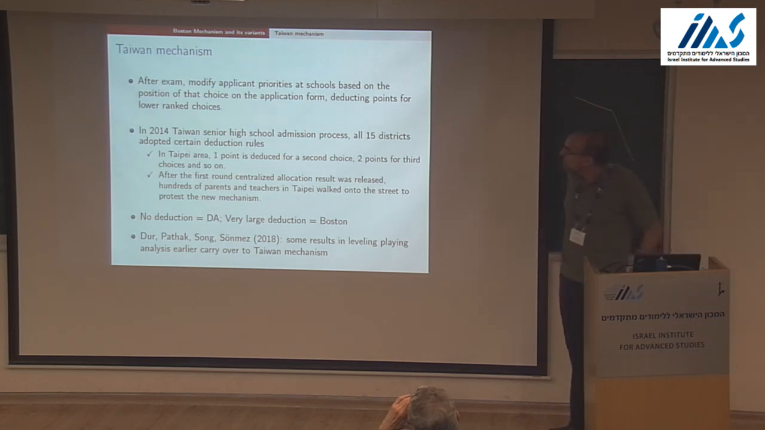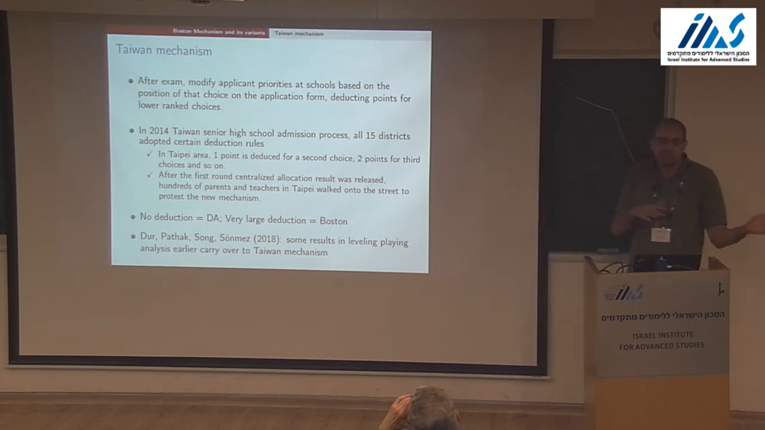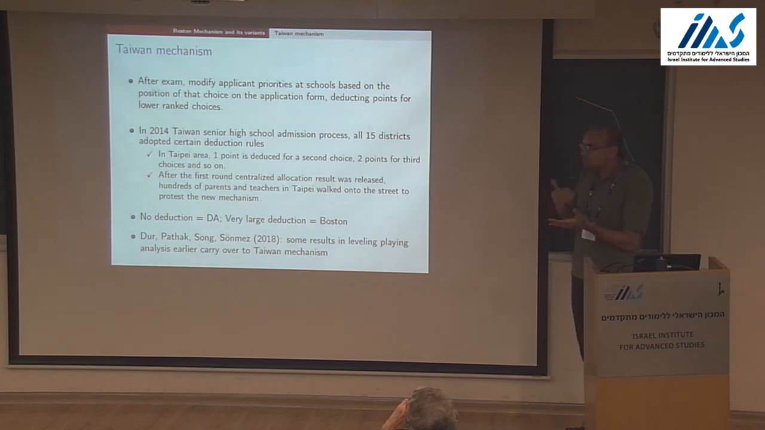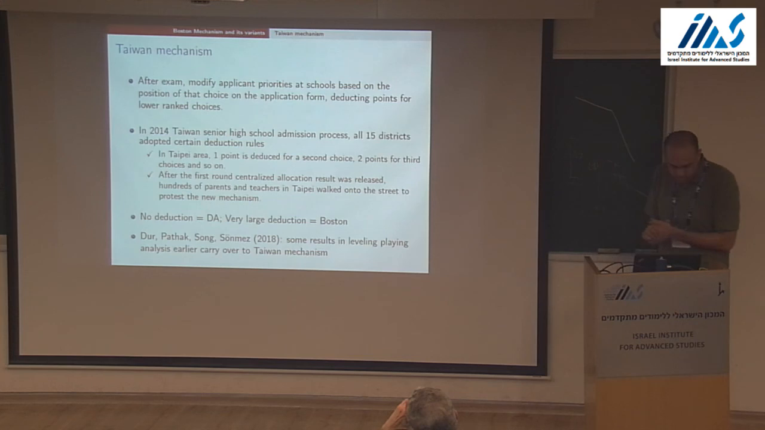And one thing that's neat about this is, in the environment where there's no deduction, this is deferred acceptance, right? In the environment where we make the deduction very, very large, this is the Boston mechanism, right? Because in the Boston mechanism, first choices always beat second choices, okay? So you can ask the question, and this is what we do, can we think about the properties of this mechanism? In particular, one thing we can show is if you deduct more points from each choice, the mechanism becomes more manipulable, more gameable. And of course, in the limit, this becomes the Boston mechanism, so the Boston mechanism is the most manipulable in this class of Taiwan mechanisms.